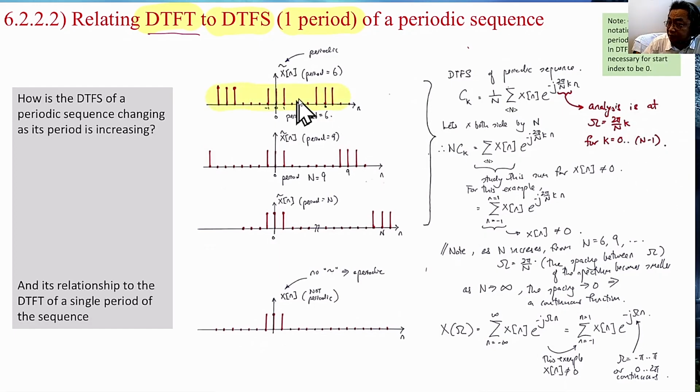Given a periodic sequence of N samples, let us now extend it to 9 samples and keep on extending it for larger and larger periods, maintaining the on periods or the on samples to be the same. That means all we are extending is the silence. When N tends to infinity, then we are back to an aperiodic sequence.